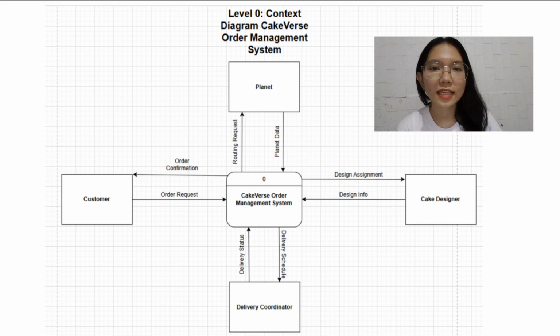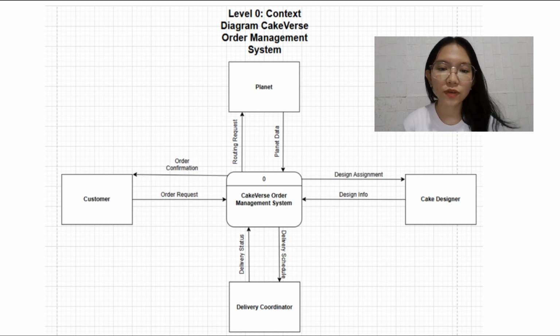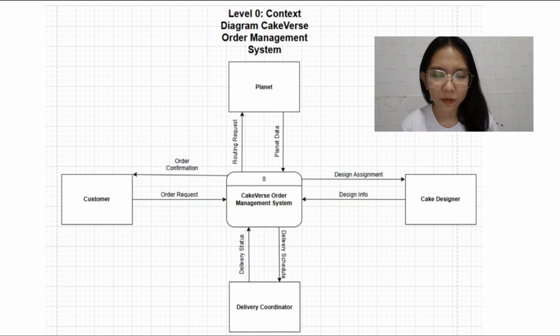The cake designer receives the design assignment coming from the customer. Once the cake designer has all the information from the order request from the customer, they send the design info to the system, the details of the design that they made. Once the system has this information, we go to the planet.